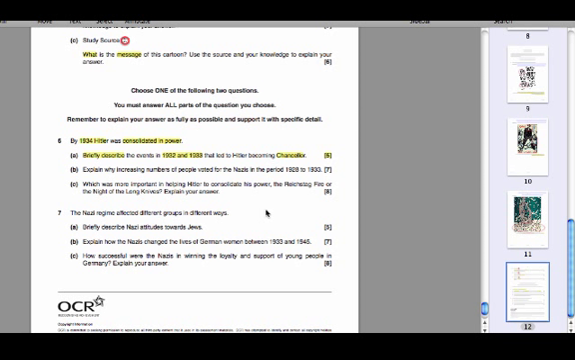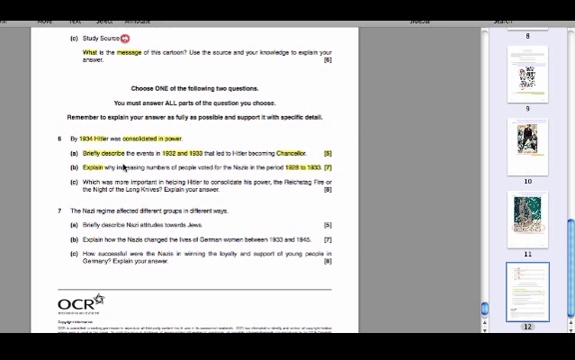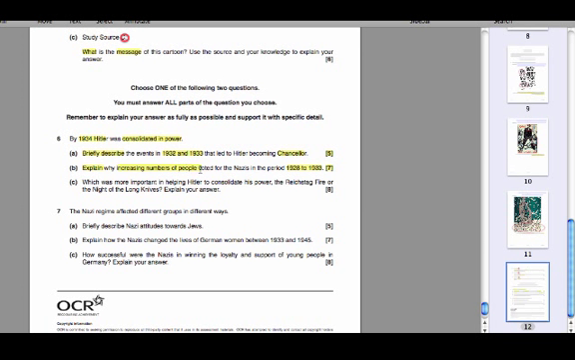Question 6b, we've got an explain question again, an explain question worth 7 marks, which means we are looking for 2 different things that we're going to explain. So we've got explain why increasing numbers of people voted for the Nazis in the period 1928 to 1933. So the thing we're looking to explain is why increasing numbers voted for the Nazis. Why did more people vote? So we're looking for one reason, we're going to explain why that led to people voting for the Nazis, and then we're going to have a separate reason why people voted for the Nazis and how it helped them.